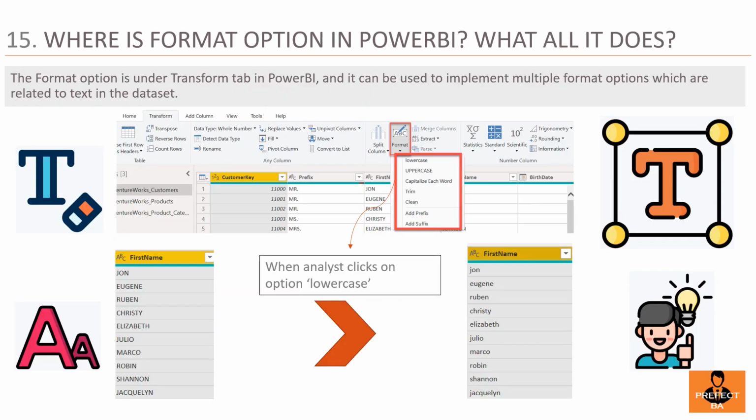Question number 15. Where is format option in Power BI? What all does it do? The format option is under transform tab in Power BI, and it can be used to implement multiple format options which are related to text in the dataset. It has got multiple options as shown in this slide, lowercase, uppercase and so on. In the example above, the first name is in uppercase, and by applying the functionality of lowercase under format option, it gets converted to lowercase. This is how other functionalities can also be implemented as per the business requirements and needs.